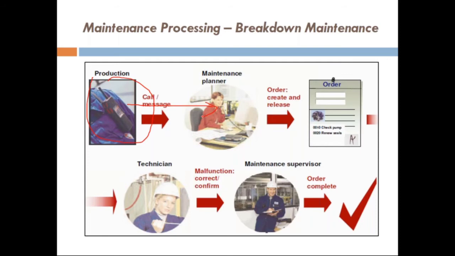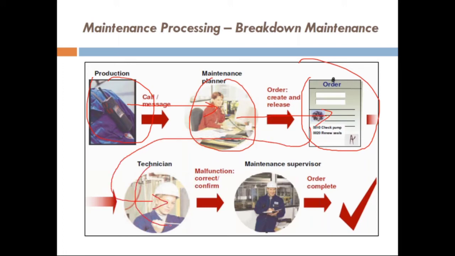Of course, here they will use a different type of notification. Then the engineering department will receive that notification. Using that, they will create a work order, a maintenance order. And using that order, after it is released and approved, the technician will do the repair activity.